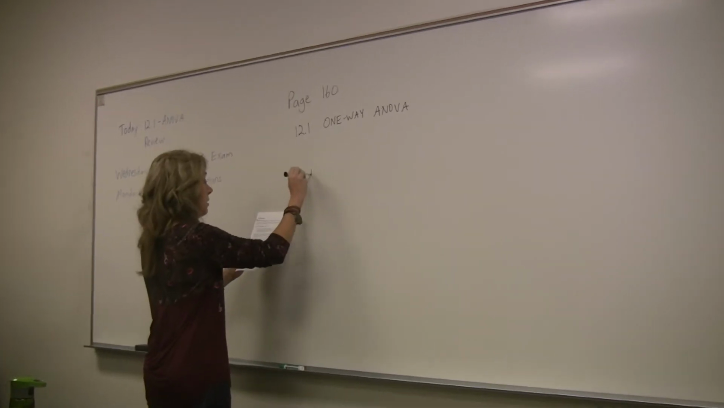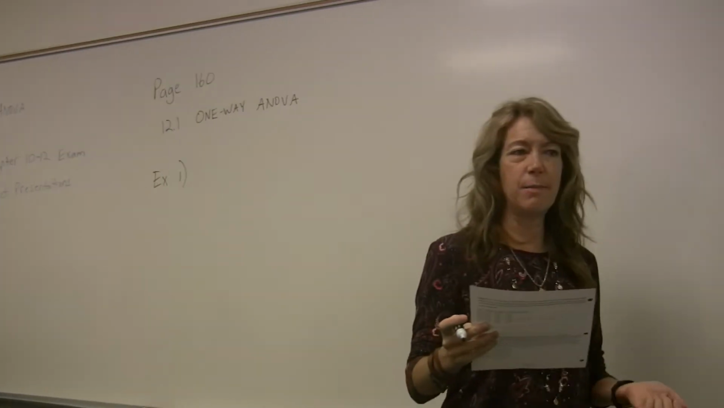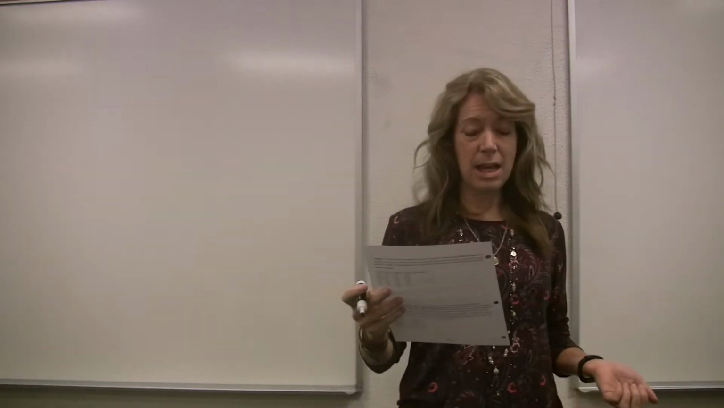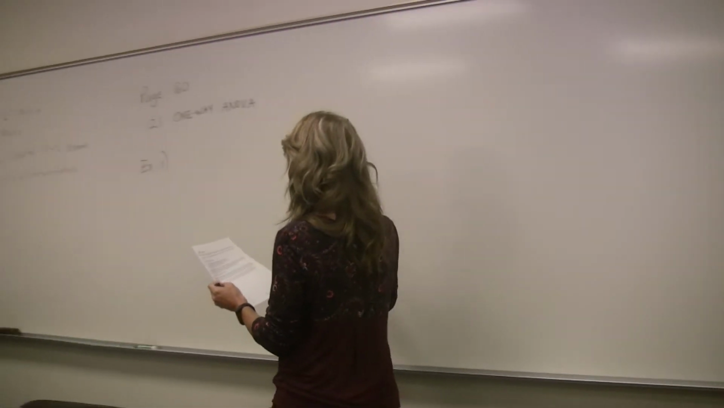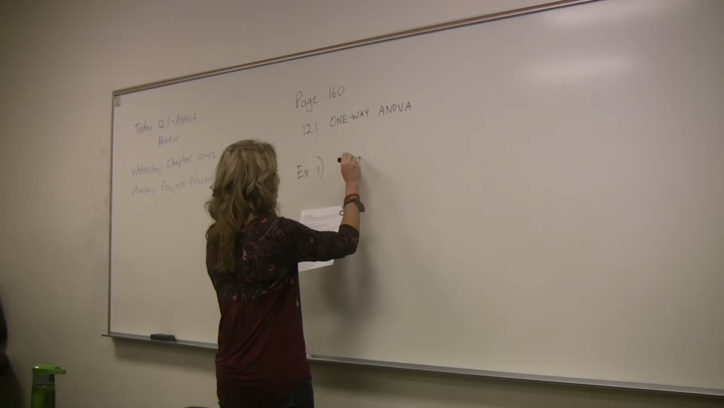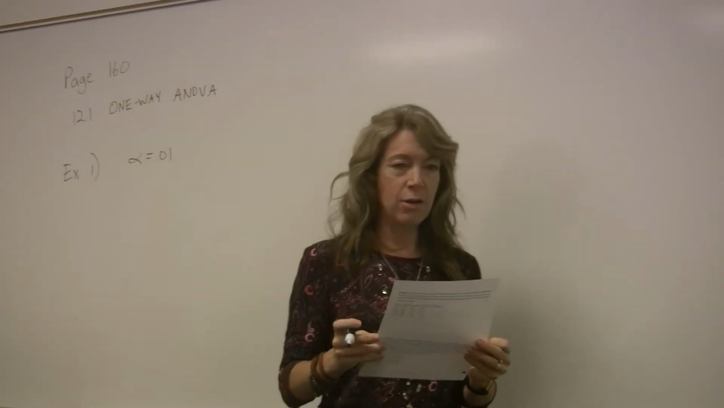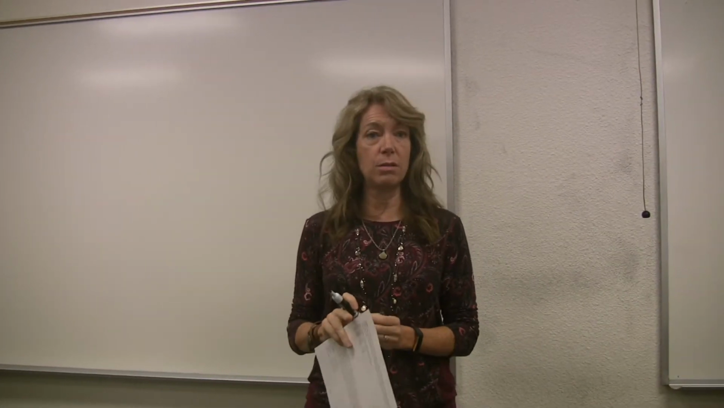Example 1. We have head injury data, which we've seen a couple times this semester. Head injury data from crash test dummies used in small, medium, and large cars. They're measured in what was called HIC, the head injury criterion. And we want to use an alpha equals 0.01 significance level to test the claim that the different car categories have the same mean. And then there's a follow-up question.